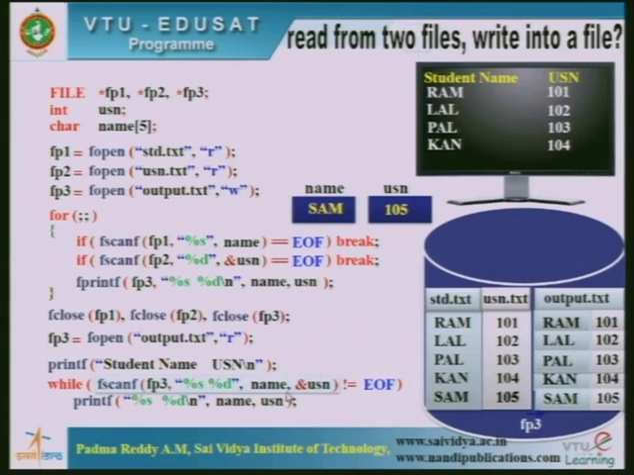But what does fscanf return now? SAM and 105. So 2 it returns because 2 values are read successfully. Is 2 not equal to end of file? Yes, it is not equal to end of file. Come here, send name and usn to the display unit using the printf statement. So SAM and 105 will be sent to the output device. When control comes back here, now fp3 points to the end of file. If you read, the function fscanf returns end of file. Is end of file not equal to end of file? It is equal to end of file. What will happen? Control comes out of the while loop and the program will be terminated.